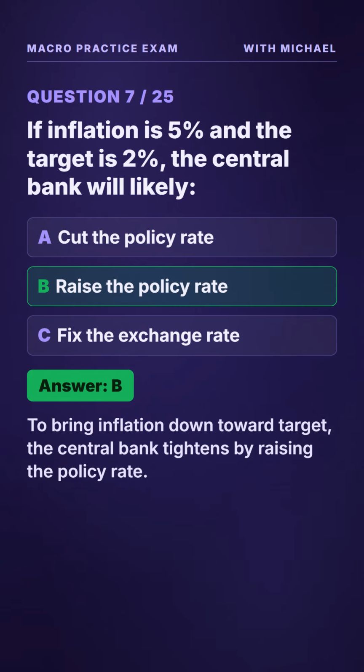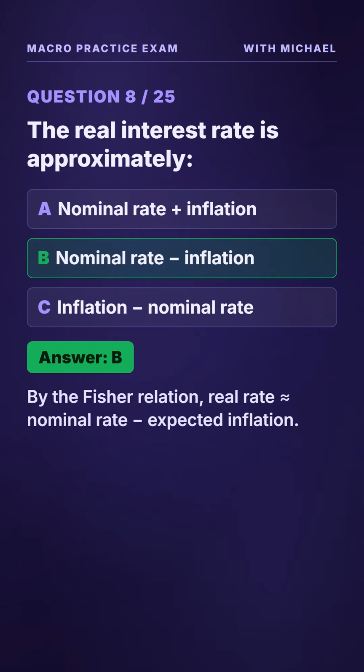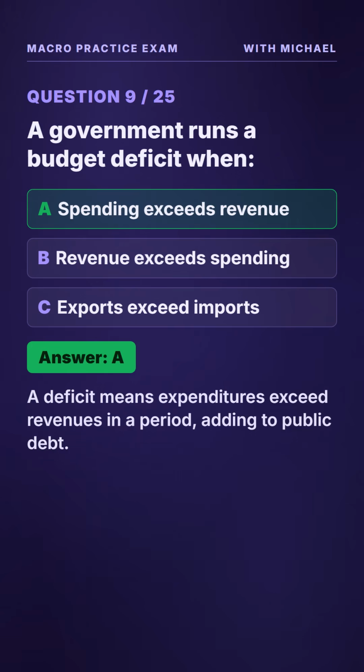Question 7. The correct answer is B. To bring inflation down toward target, the central bank tightens by raising the policy rate. Question 8. The correct answer is B. By the Fisher relation, real rate is almost equal to nominal rate minus expected inflation. Question 9. The correct answer is A. A deficit means expenditures exceed revenues in a period, adding to public debt.